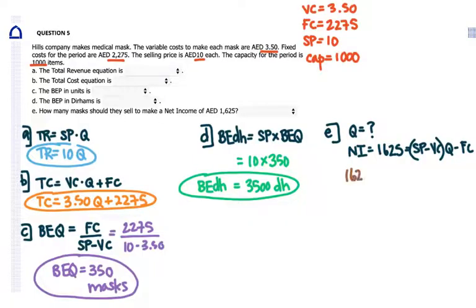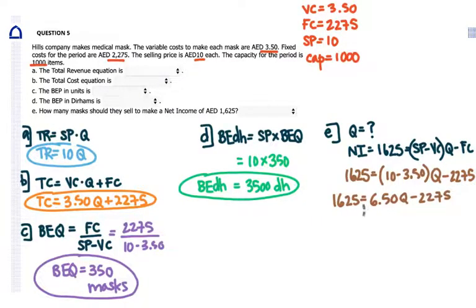The net income is 1625. The selling price is 10. The variable cost is 3.50. The quantity is what we're trying to find. The fixed cost was 2275. So first thing I'll do is simplify what's inside that bracket, and we get 6.50Q minus 2275.